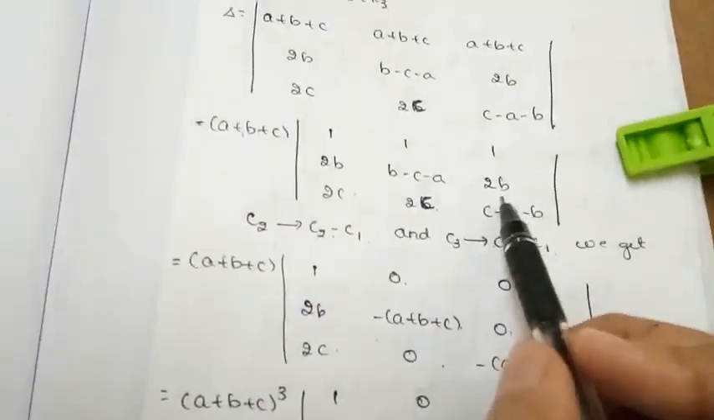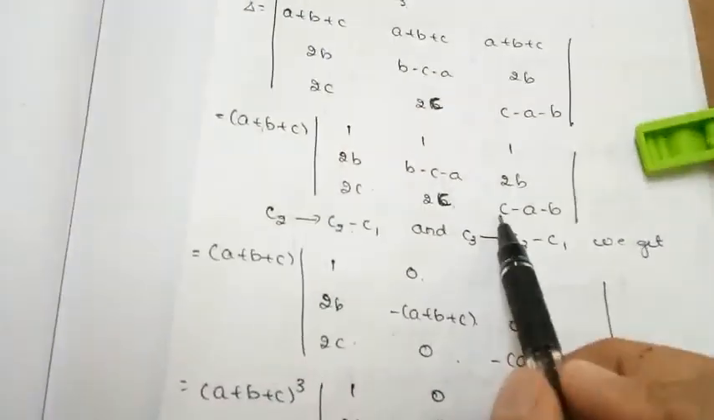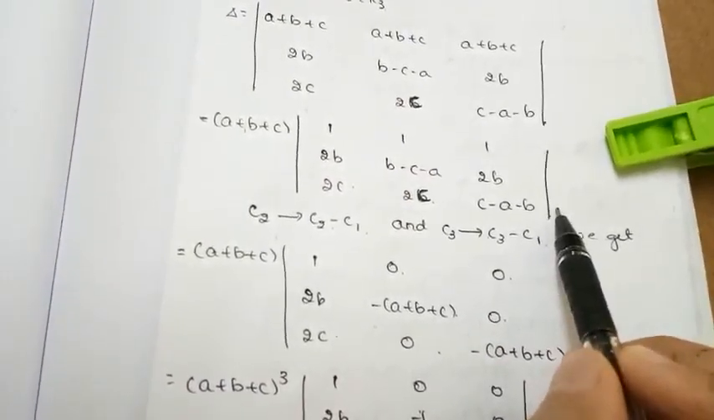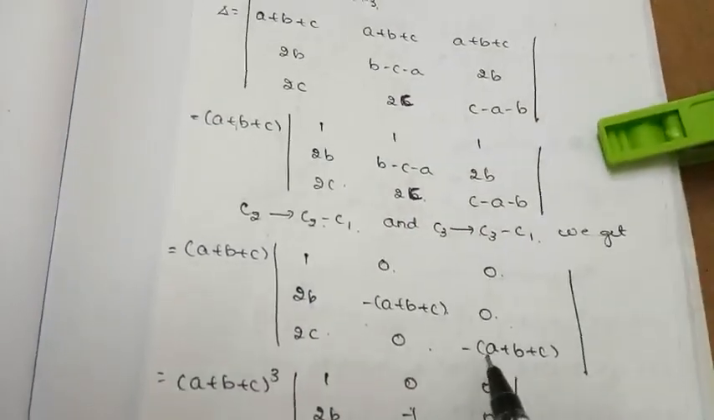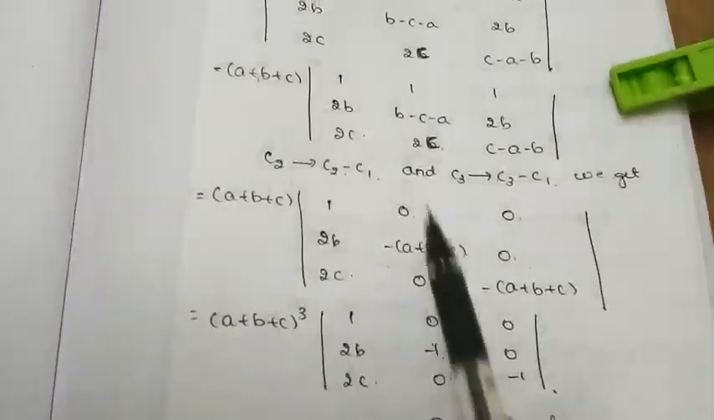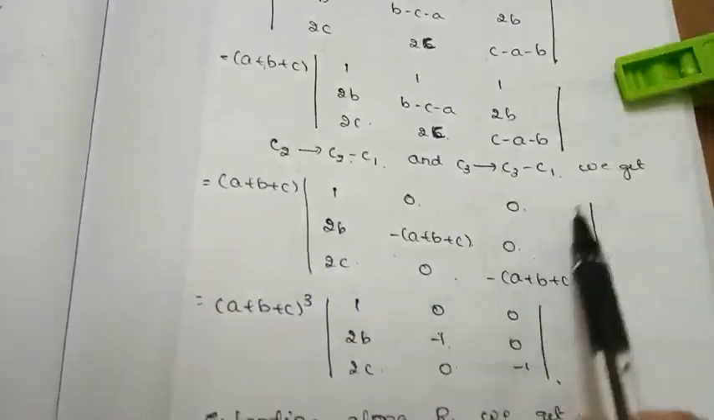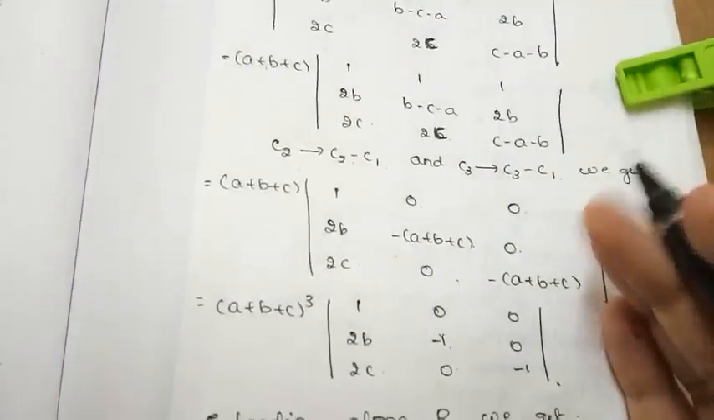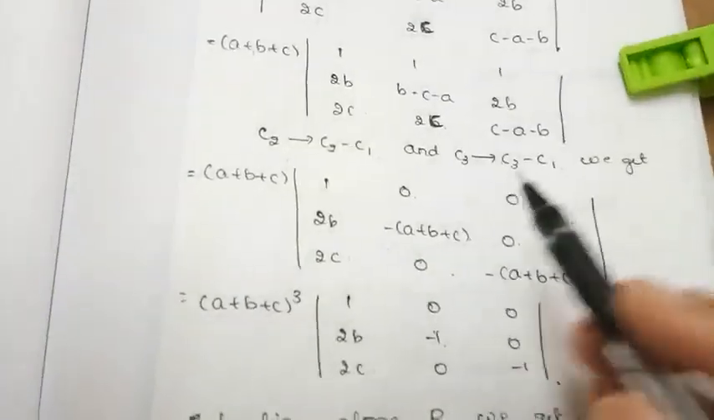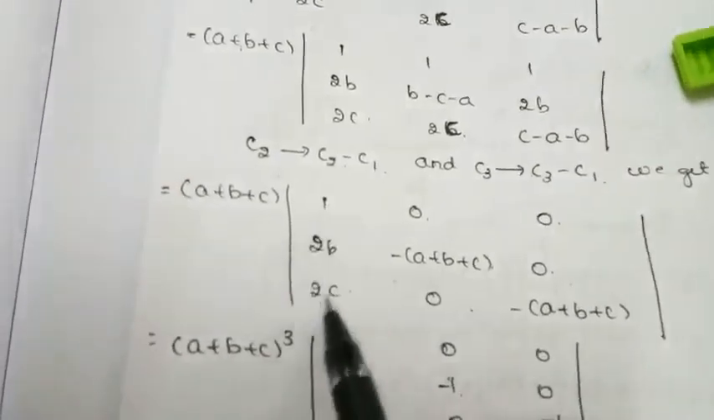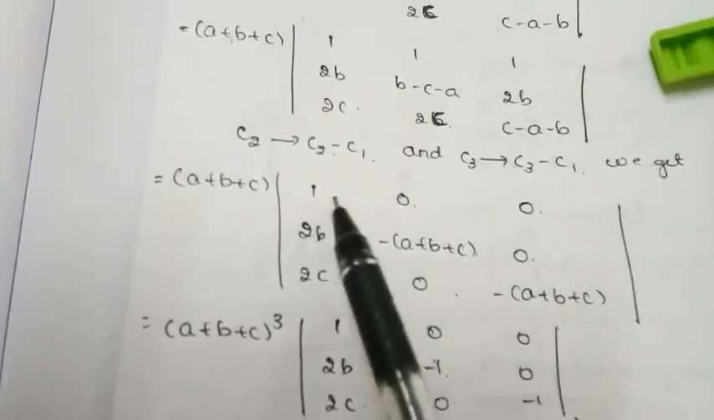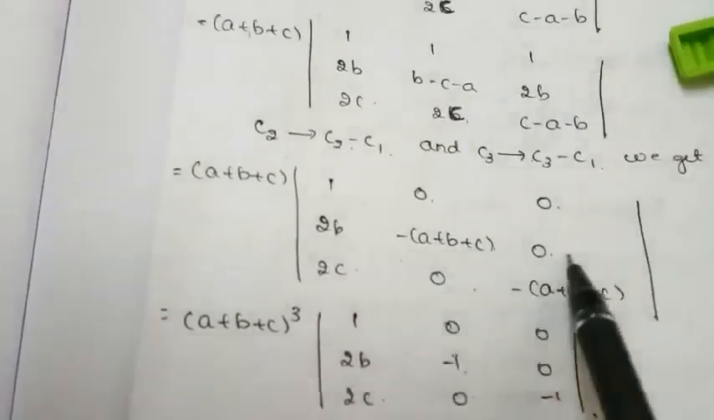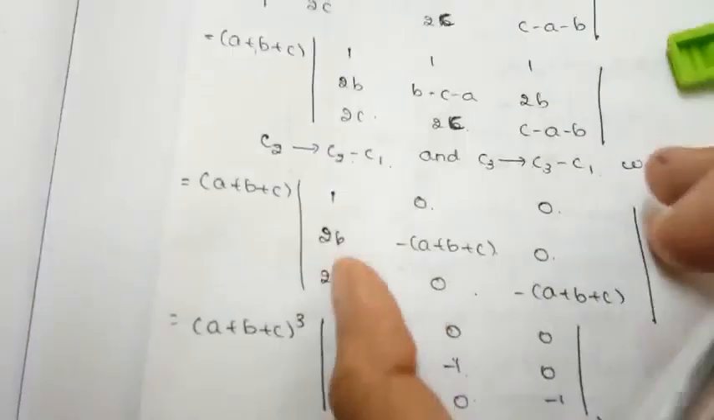1 minus 1, 0. 2b minus 2b, it is 0. Here c minus a minus b minus 2c. So c minus 2c means nothing but minus c. If I take minus common outside, a plus b plus c. Now with 2 zeros, I am expanding along row 1, minus (a plus b plus c) whole square minus 0. So that is the value of this determinant.